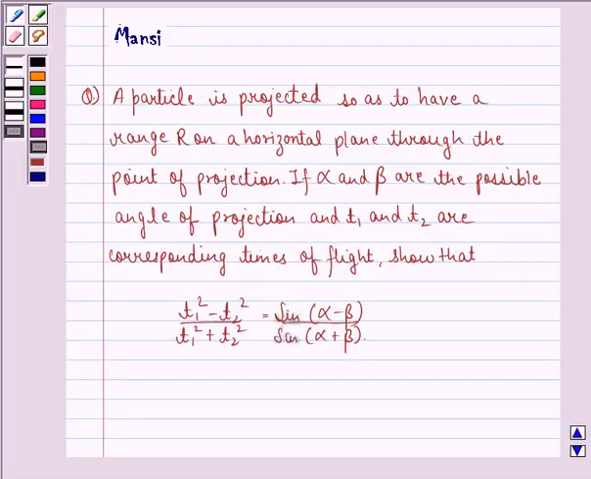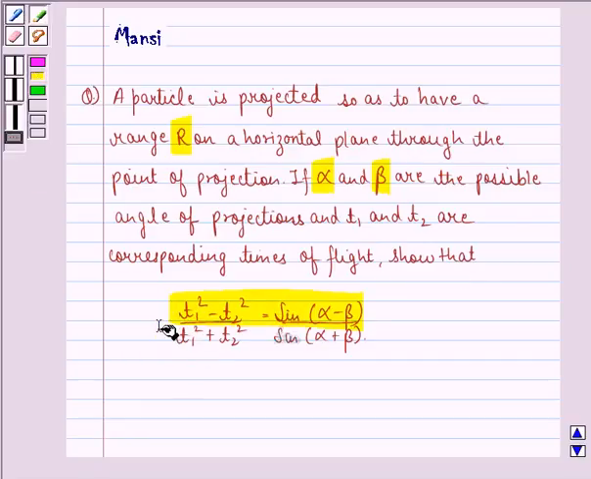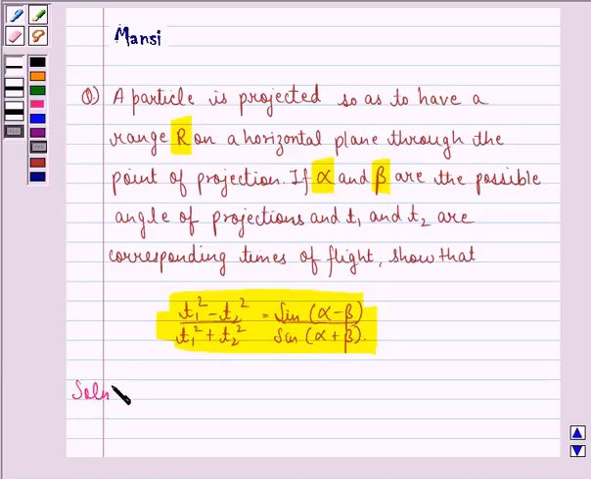Let's work out the following question. The question says: a particle is projected so as to have a range r on the horizontal plane through the point of projection. If alpha and beta are the possible angles of projection, and t1 and t2 are the corresponding times of flight, show that (t1 square minus t2 square) divided by (t1 square plus t2 square) is equal to sine (alpha minus beta) divided by sine (alpha plus beta). Let us see the solution to this question.